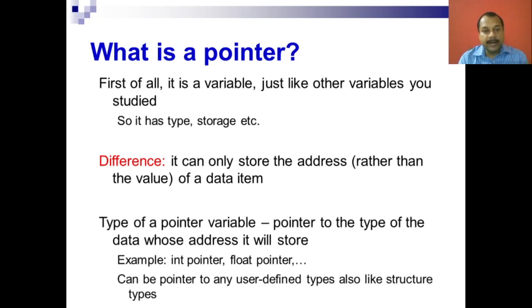And from that point of view, the type of variable is same as the type of the pointer. So type of a pointer variable is pointer to the type of the data whose address it will store. For example, integer pointer, floating point pointer, and it can be the pointer to any user defined type also, like structure type, etc.